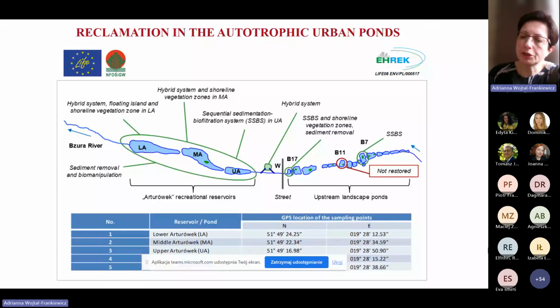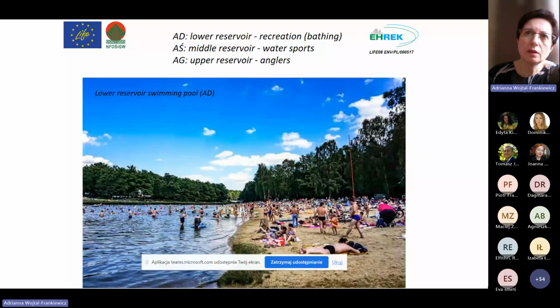We conducted research in 3 main reservoirs: Arturówek upper, middle, and lower. Each of them is used in a different way, which affects the water quality in these ecosystems.